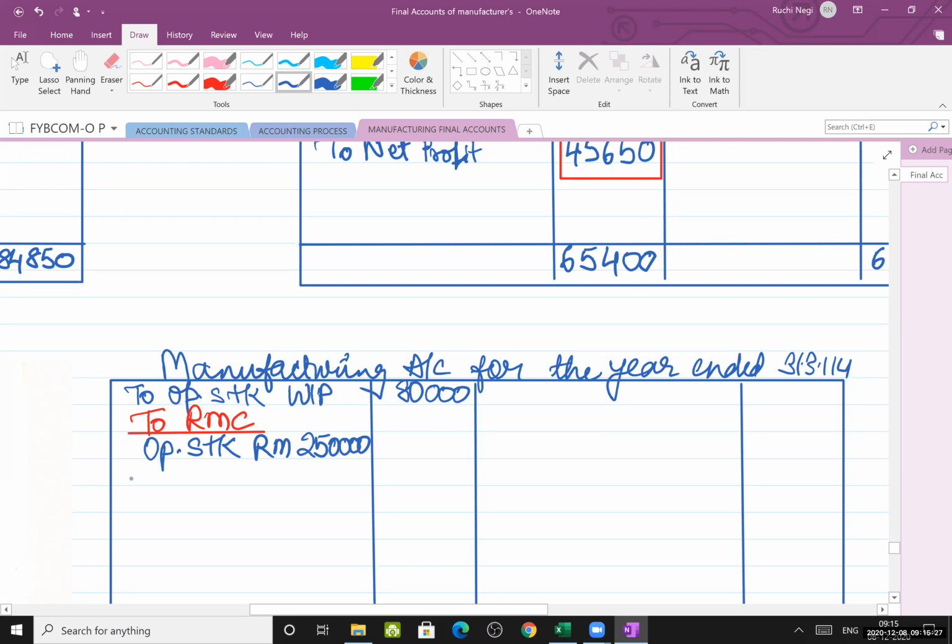Opening stock 2,50,000. Add purchase 2,15,000. Then there was carriage inward also, 2,500. Then there was closing stock, obviously, of raw material, 85,000. This was there in the adjustment. Take this in the outer column.